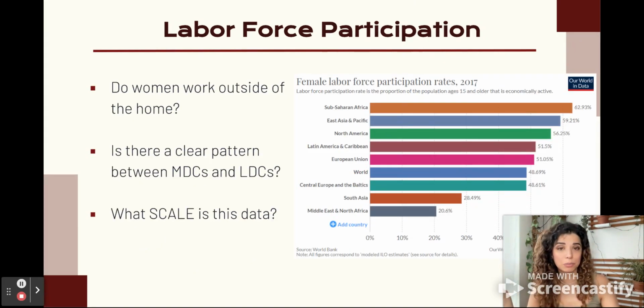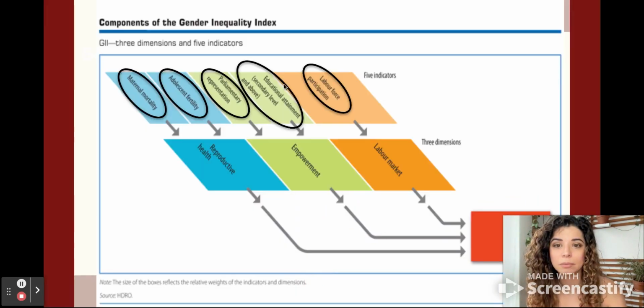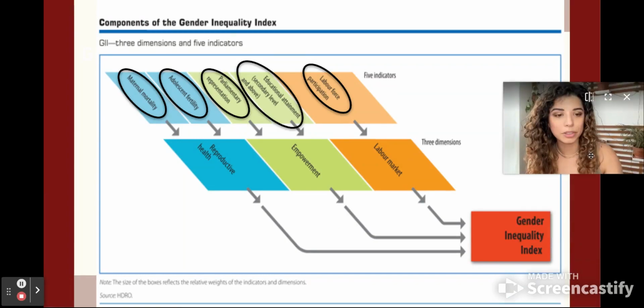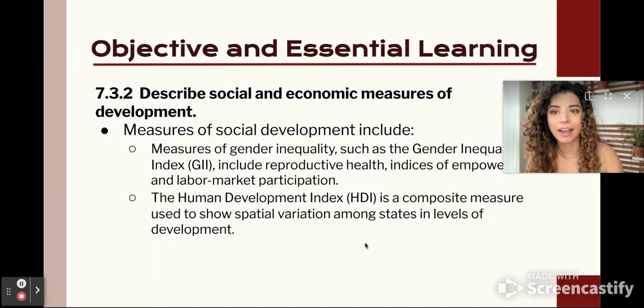And then finally, labor force participation. So do women work outside of the home? Is there a clear pattern between more developed and less developed countries? And also scale of data is important. So for women to be able to officially be participating in the labor force is another indicator. So all of these contribute to the Gender Inequality Index.